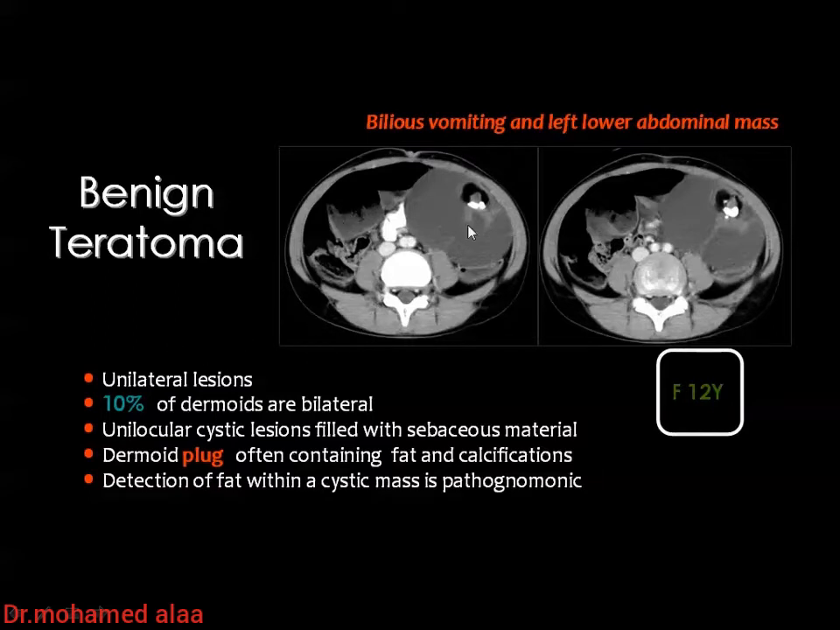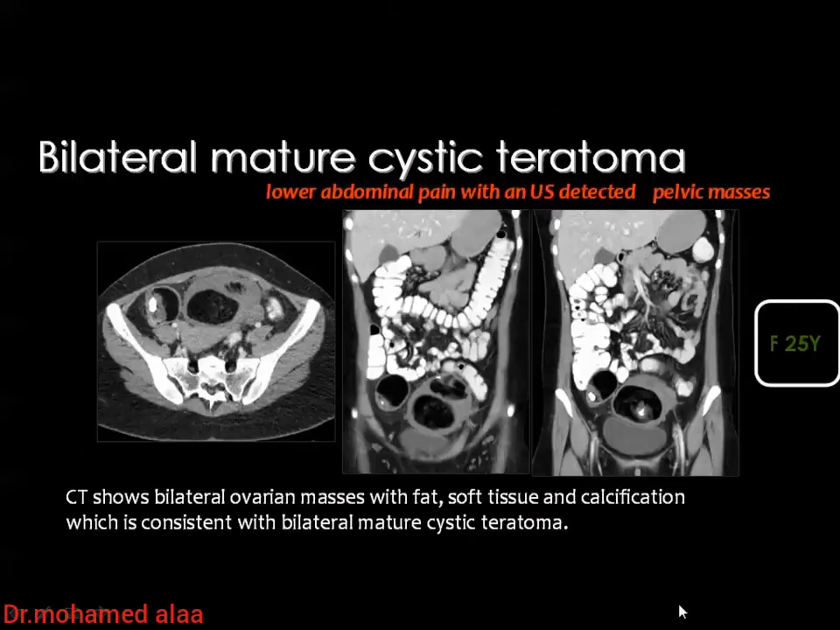This is fluid, and you can see some septations, and this is the solid component, which is made of fat and calcium as well. Here, dermoid cyst can be bilateral, and this is an example of 2 dermoid cysts, one on the left and one on the right. It's very important to see the fat. And many times you can see calcium and also the other soft tissue material.